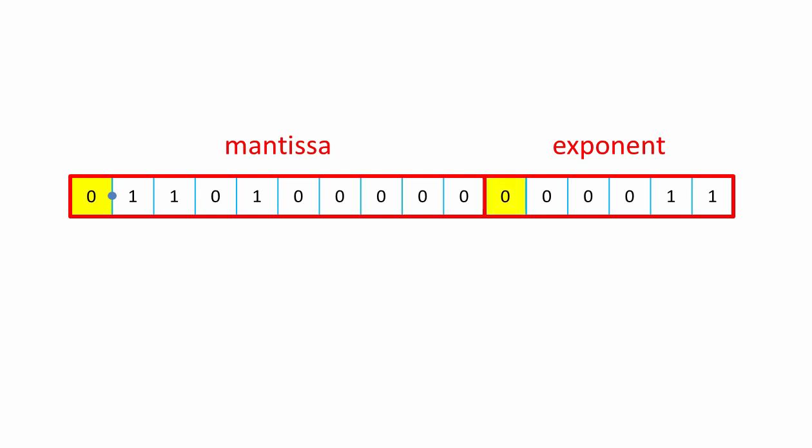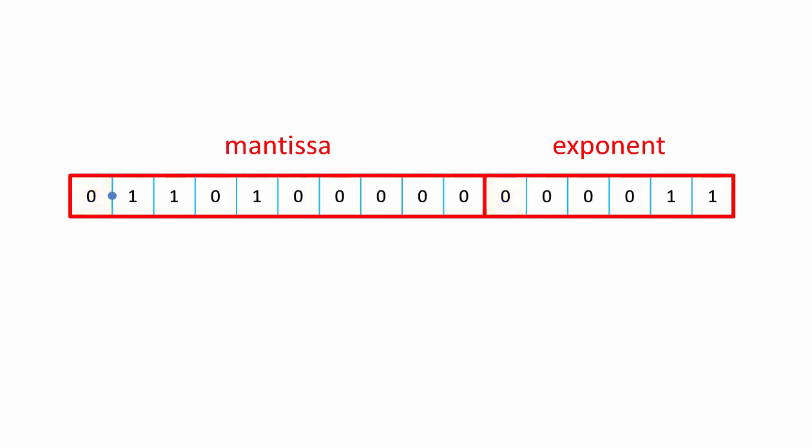You can also see that the exponent is positive, because the leftmost bit of the exponent is 0. A positive exponent indicates that the binary point should be floated to the right. If the leftmost bit of the exponent was a 1 instead, you'd be looking at a negative exponent, indicating that the binary point should be floated to the left.